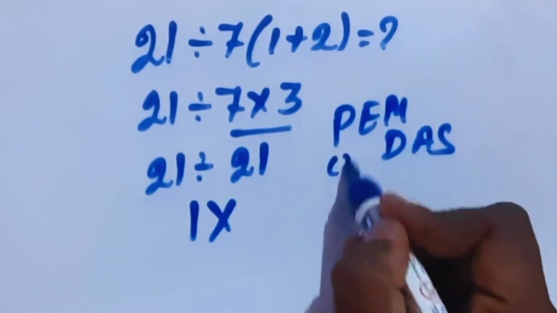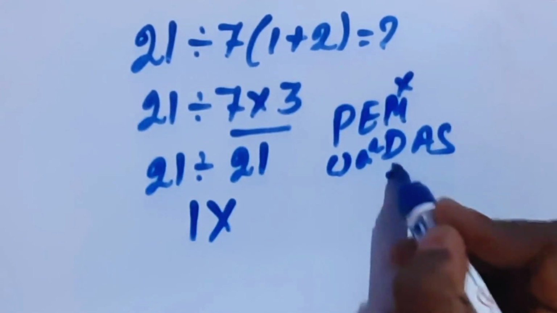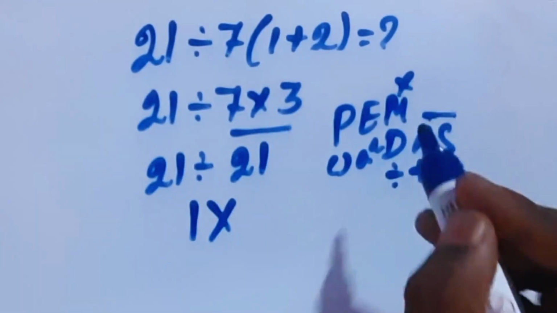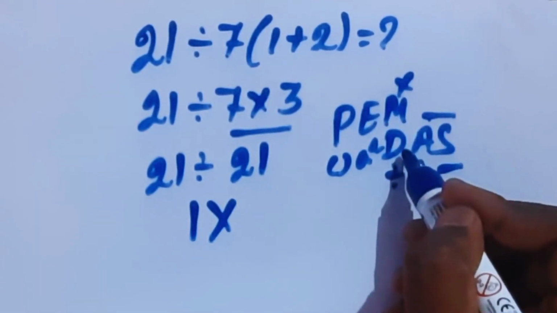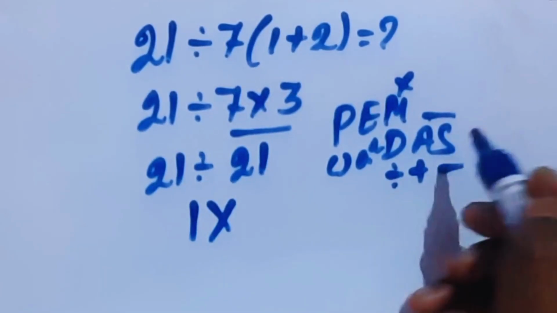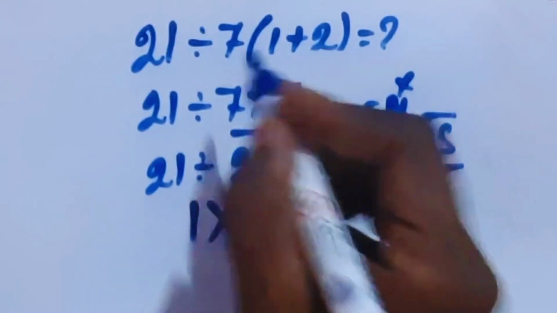Here, this is bracket, exponent, this is multiplication, division, addition, and this is subtraction. Here, multiplication and division are equal priority. Also, addition and subtraction are equal priority. For these we have to follow the left to right order in the problem.